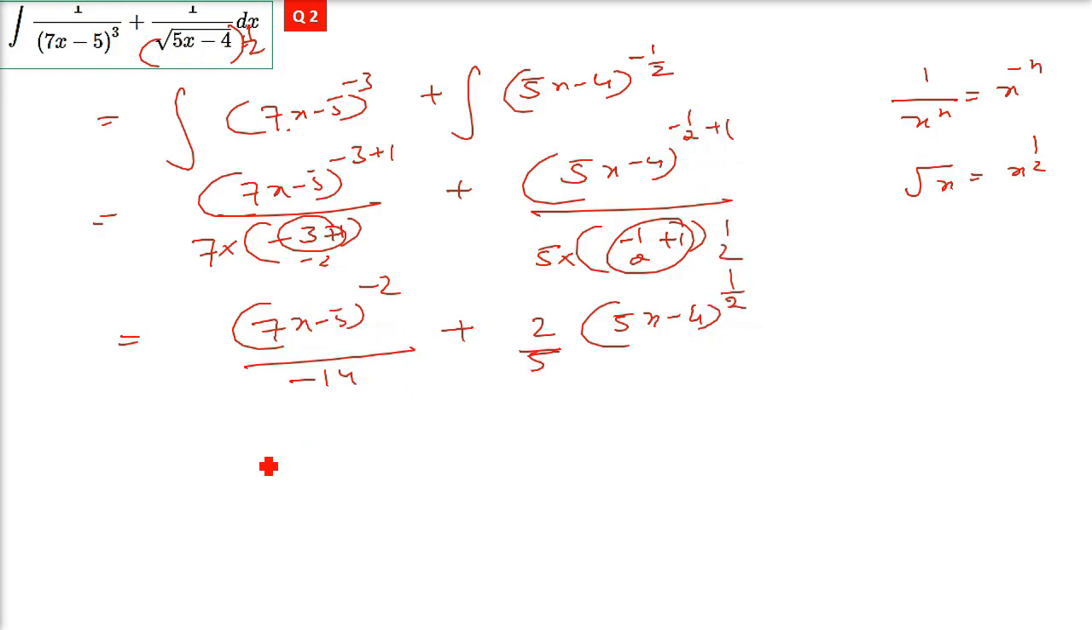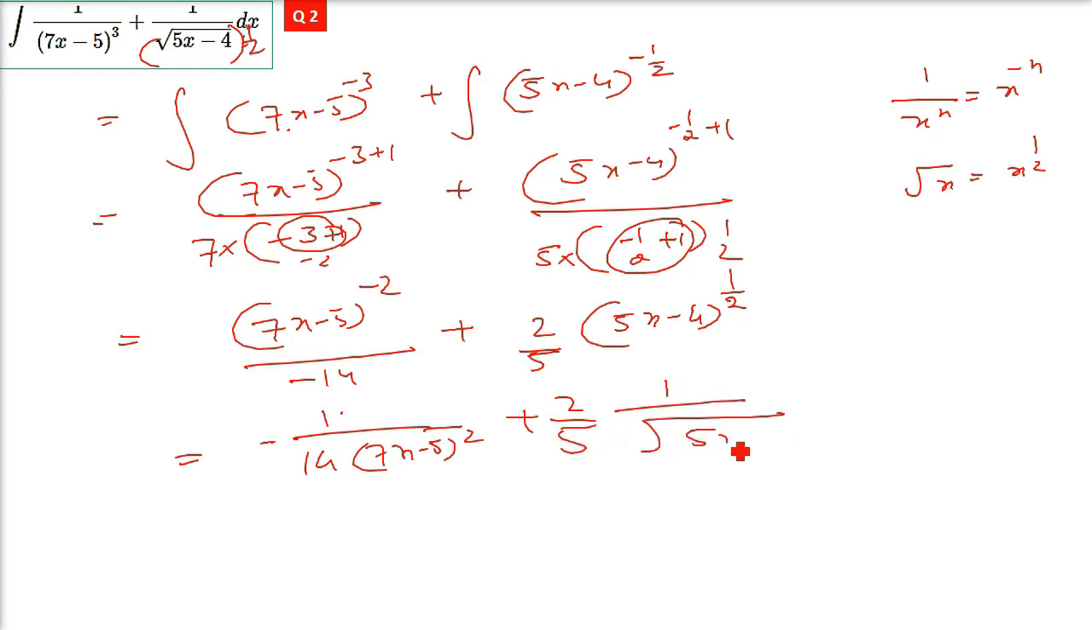You can just simplify it also, like this: minus 1 by 14 is already there, (7x minus 5) to the power minus 2 goes down, plus 2 by 5, (5x minus 4). Root 2 is simply under root, because half is under root only, under root (5x minus 4). So these both are the same, and you can have any of these.